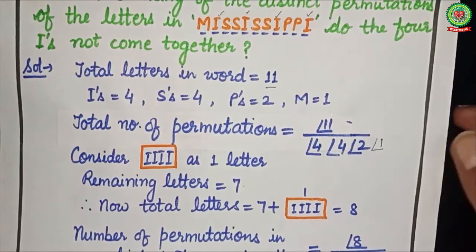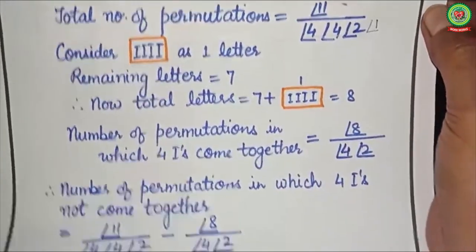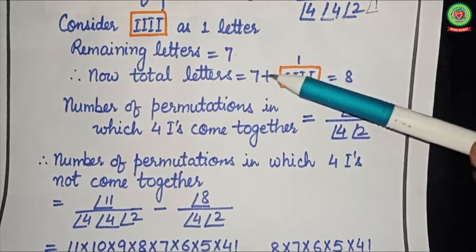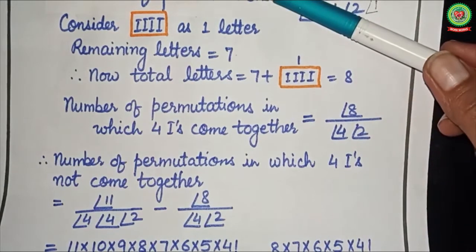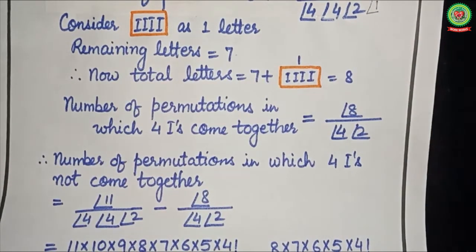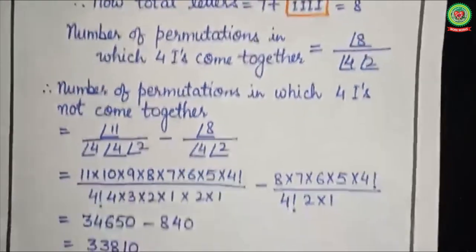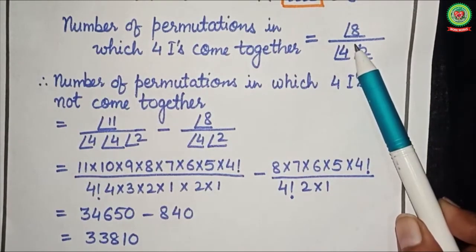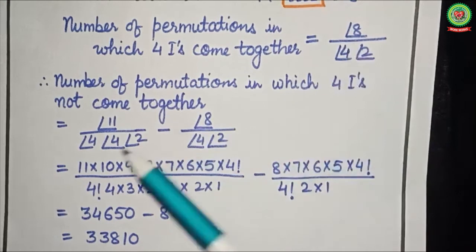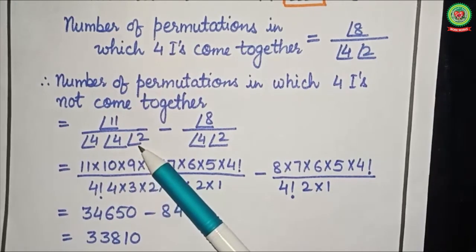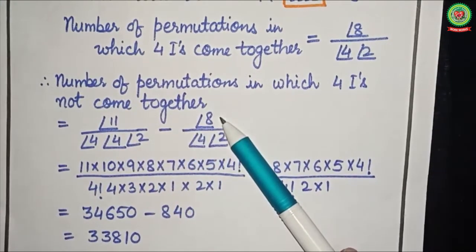Now next is the number of permutations when 4 I's come together. It will be 8 factorial. Now in the remaining letters, S and P will repeat. So it is 4 factorial multiplied with 2 factorial. Now for the final answer, we require when 4 I's do not come together. So in this case, we will subtract this number of permutations when I's come together from the total. So it will be 11 factorial upon 4 factorial into 4 factorial into 2 factorial, minus 8 factorial upon 4 factorial into 2 factorial.